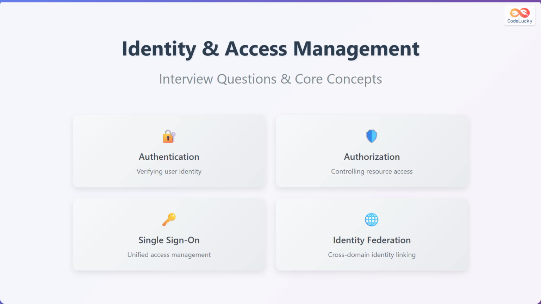Identity and Access Management, commonly known as IAM, is a critical cybersecurity domain that focuses on managing digital identities and controlling access to resources. The four core concepts you need to master are authentication, which verifies user identity, authorization, which controls resource access, single sign-on, which provides unified access management, and identity federation, which enables cross-domain identity linking. These concepts form the foundation of modern security architectures and are essential for any cybersecurity professional.